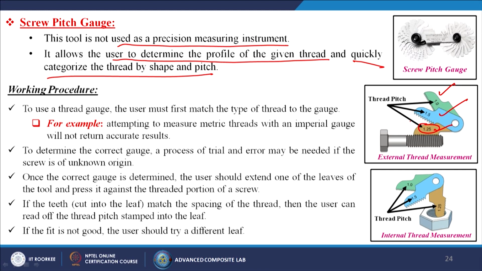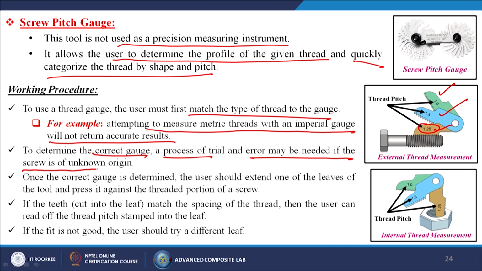So, now what is the working procedure? To use a thread gauge, the user must first match the type of thread of the gauge. For example, attempting to measure metric threads with an imperial gauge will not return accurate results. To determine the correct gauge, a process of trial and error may be needed if the screw is of unknown origin. If I have certain assumptions, I can directly put that exact value over there, but if it is not known to me, then I have to do the matching and see which particular value matches properly, then only I can say.